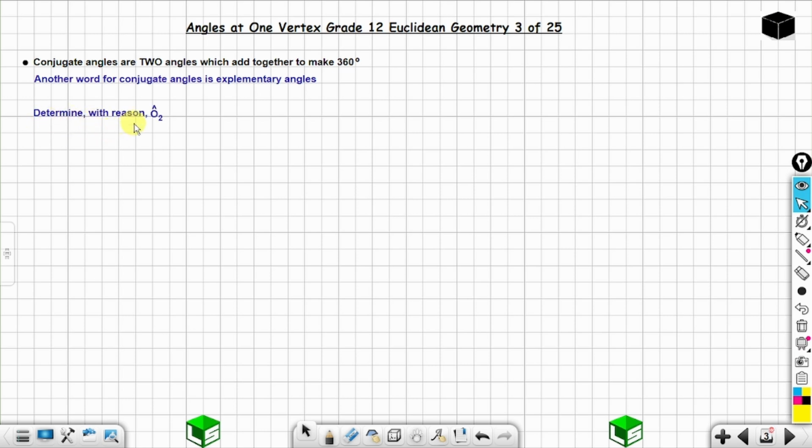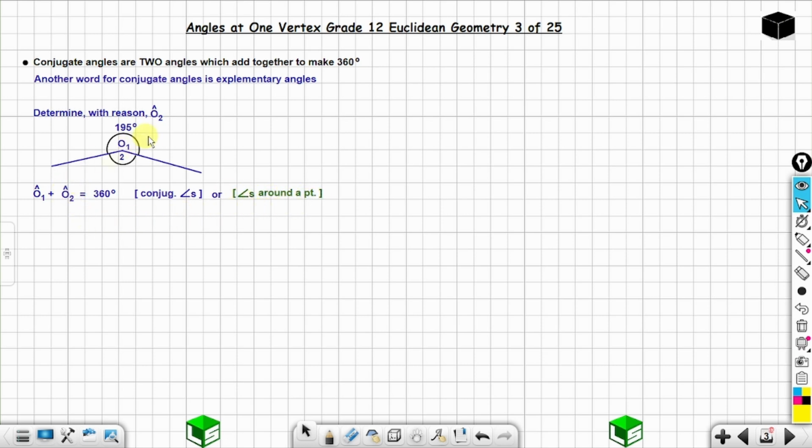Determine with reason the angle O2. You are given this. Determine with reason the angle O2, this angle. Okay, from this, O1 plus O2 is equal to 360 degrees. The reason is you can say conjugate angles because you have two of them, or you can say angles around a point. Let's carry on.